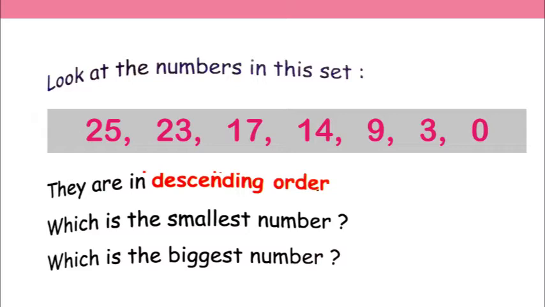Now we are going to do page number 45, descending order. Now let's see what they want us to do. Look at the numbers in the set. So they have given us 25, 23, 17, 14, 9, 3 and 0. These are in descending order.